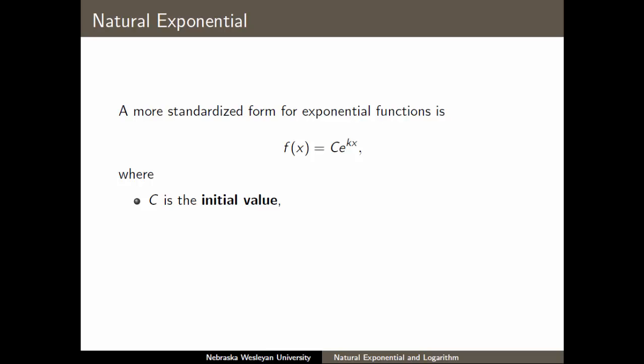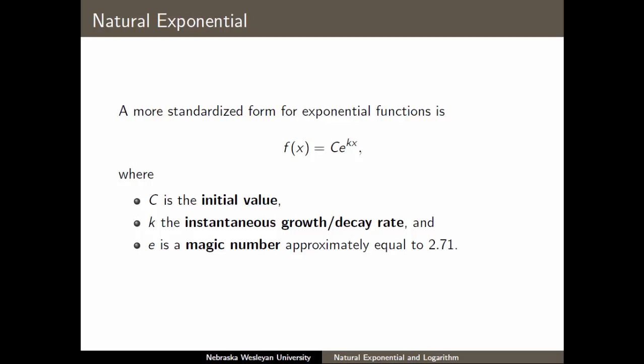So the natural exponential form is written c times e to the kx. C is the same initial value as the previous model. K is called the instantaneous growth and decay rate. E is a magic number approximately equal to 2.71. E is actually a number kind of like pi that doesn't repeat and doesn't terminate. Typically we'll just use the E button on our calculator, which carries that out to several decimal places.